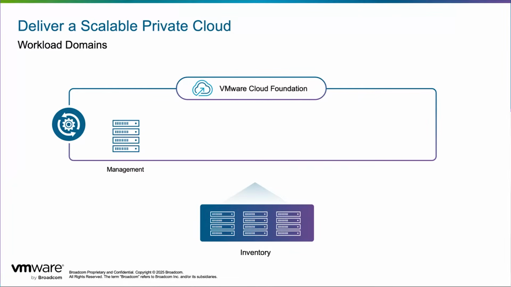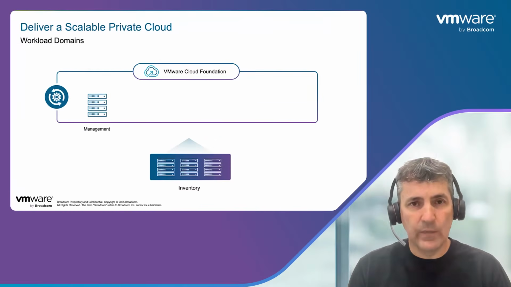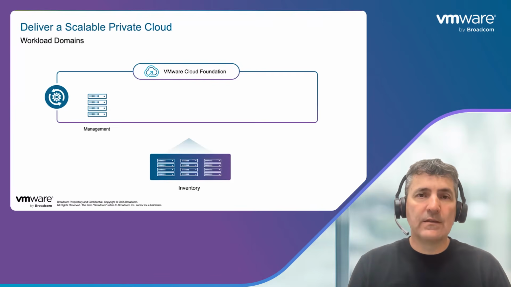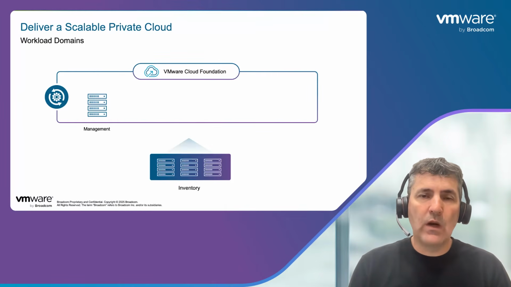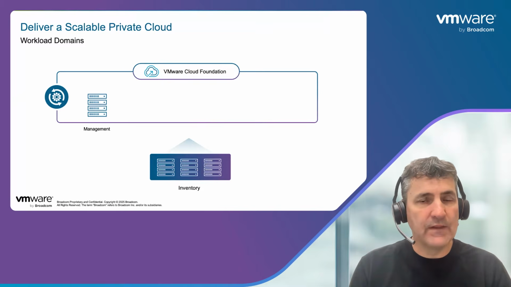Now you'll notice that I'm starting with a management domain. There's two types of domains in Cloud Foundation. We call the first one the management domain, and the other is a virtual infrastructure workload domain. Those are the two types. The difference between the two and the significance of the management domain is that it's a special purpose domain because, one, it's the first domain that gets created as part of a VCF instance.